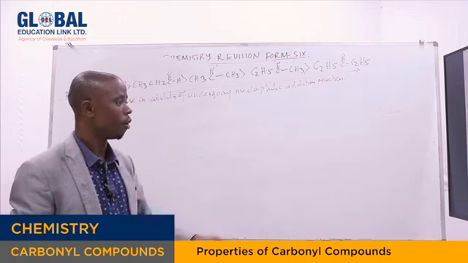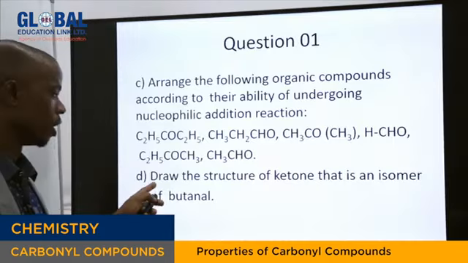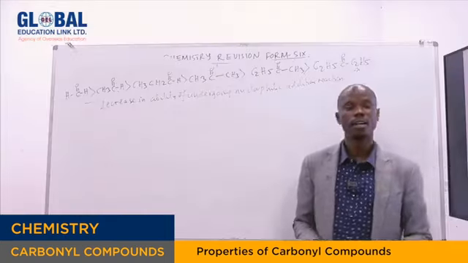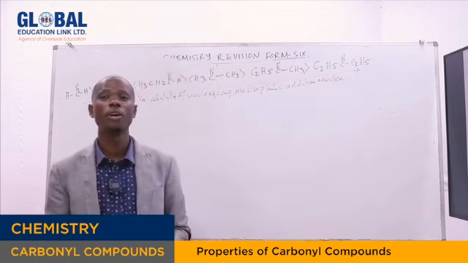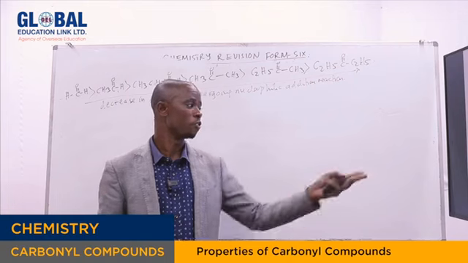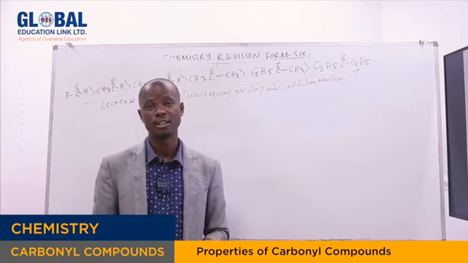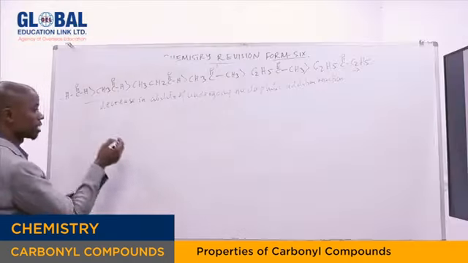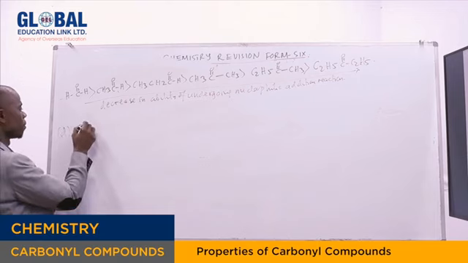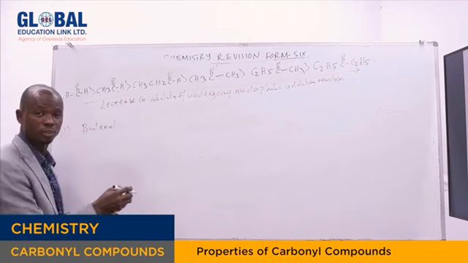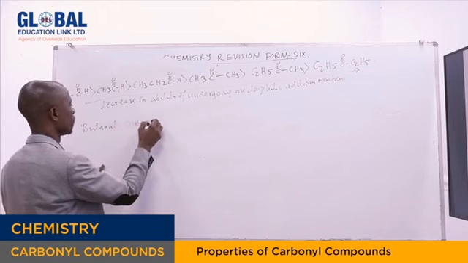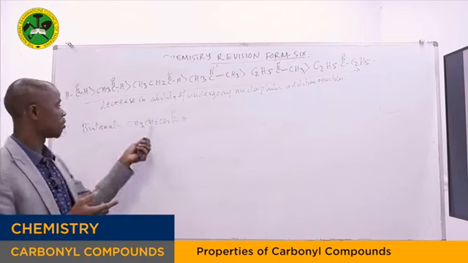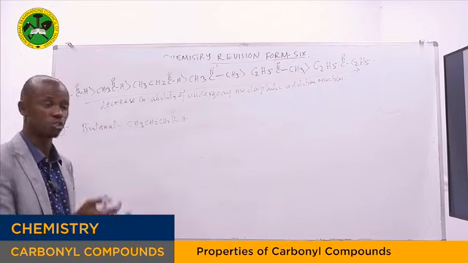Now, there is also another question, 1D. Draw the structure of a ketone that is an isomer of butanal. Now, my dear students, you know the two classes of carbonyl compounds are isomers of each other. So if you are told about butanal, butanal is an aldehyde. Now, the isomer of it is a ketone. So for the case of D, butanal, which is written as this one. Now the isomer of this one is a ketone because the two classes are isomers of each other.